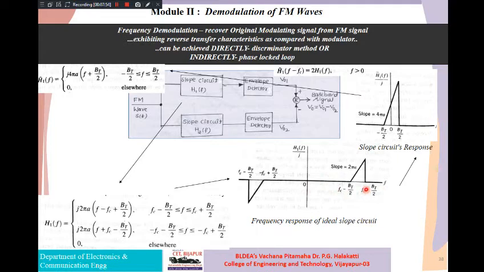So we got here two edges, one on the right and another one on the left-hand side, like the double sideband we have discussed, no? Like that the picture is appearing here. We got two bands here. It is a frequency band we are discussing about the slope circuit.